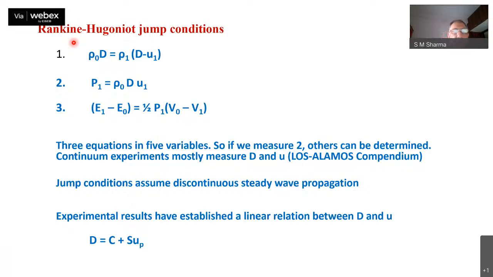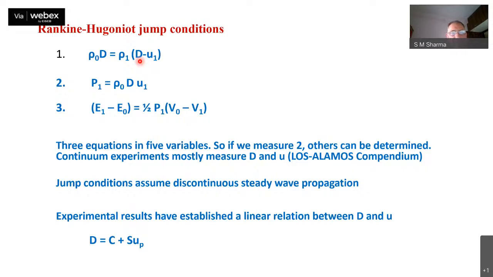Historically, the two parameters which were measured in the 50s and 60s were shock velocity, that's D, and the particle velocity, which is u1. So there is a large amount of experiments which have collected the data on all materials in a variety of conditions, which gives tables of D and U1. These are called the Los Alamos compendiums. For a huge number of materials, one can get that information.